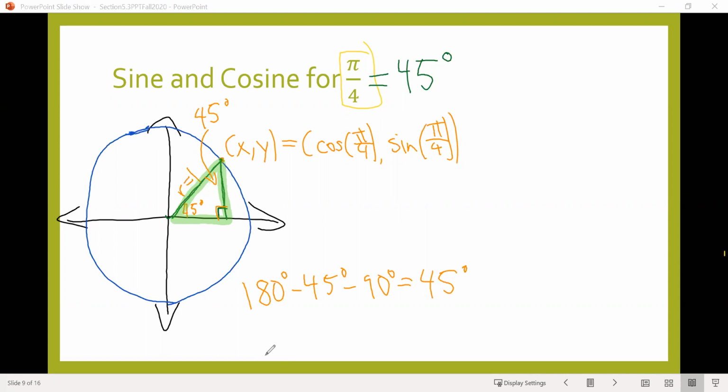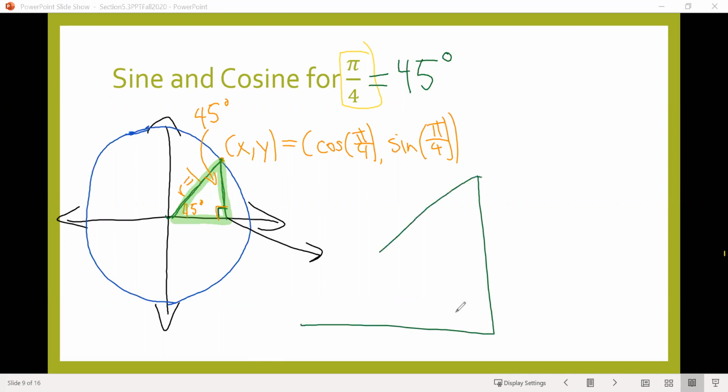Okay, so now I'm going to zoom in on the triangle picture we have. I'm going to take that and pull it out on a larger scale. So our triangle now looks like this. Again, this angle is 45 degrees. This angle is also 45 degrees. The length of this longest side here is 1.